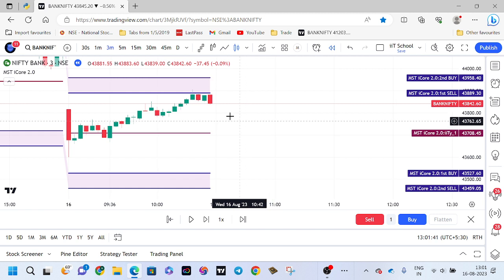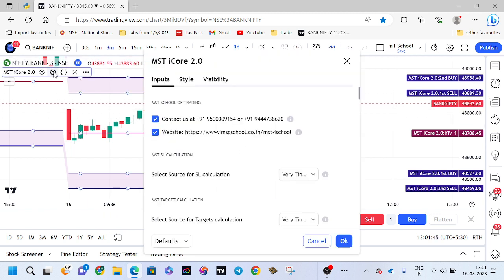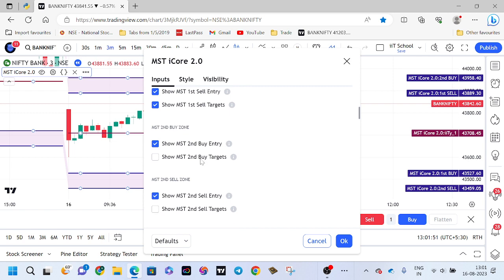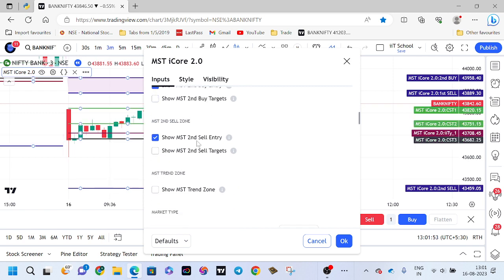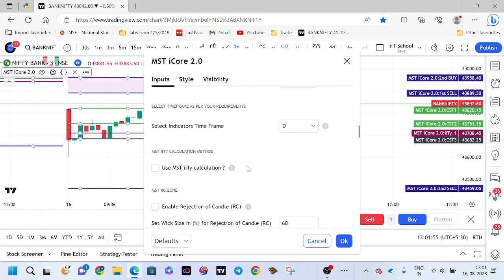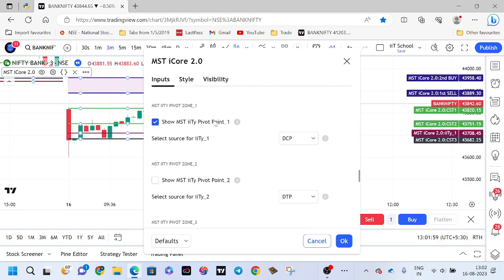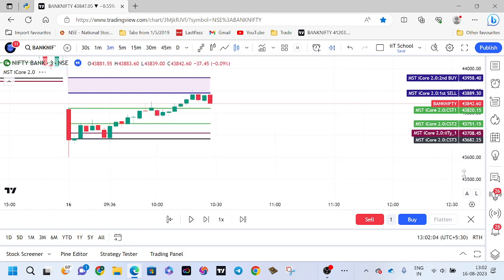So now what happened? Exactly, it has touched our sell zone and the buy PE order has been executed. If buy is activated, there is no sell. If sell is activated, there is no buy. So I am removing all other settings. Clear? So I am removing DCP and enabling top midpoint. Now what happens? See here.